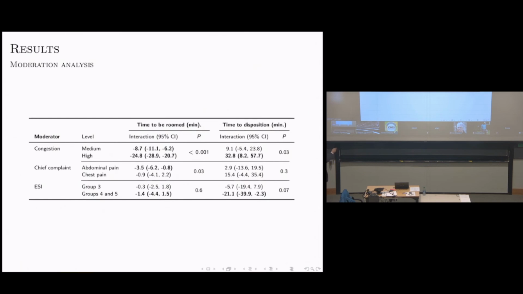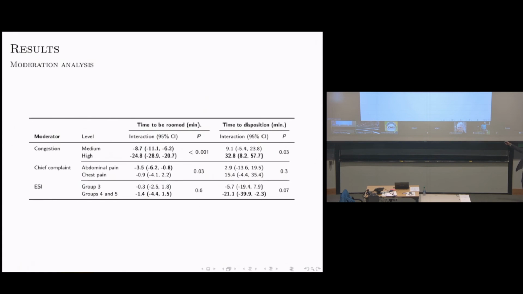On the leftmost column, I have different moderators: congestion, chief complaint, and ESI, which is a measure of severity of illness, right? And the different levels, two different levels, okay? So the congestion when it's medium and high, where I split those into tertiles; chief complaint, abdominal pain and chest pain, which are the two most common chief complaints we observe; and ESI groups 3, 4, and 5. Remember, ESI levels 4 and 5 are those patients that are not so severe. They can wait a little bit longer, and those are precisely the patients that are getting sent to the vertical or fast track area.